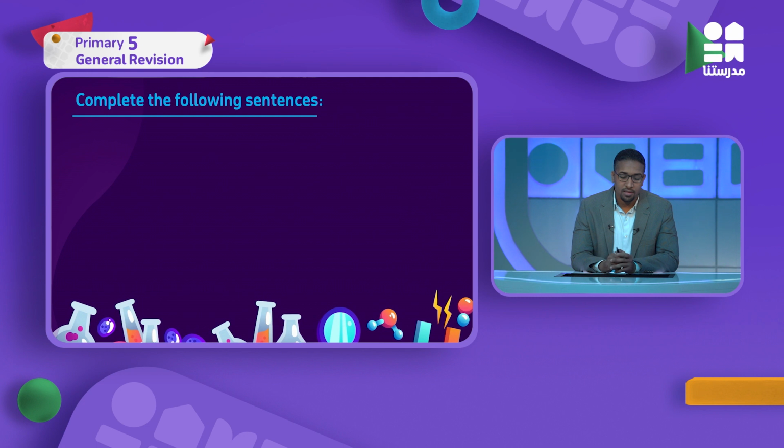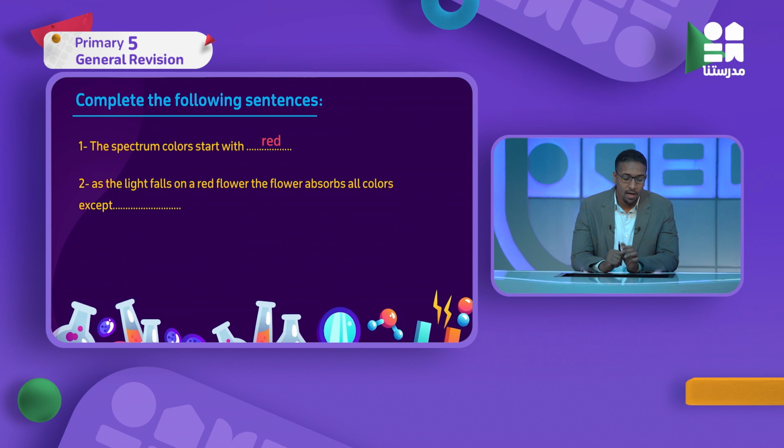Complete the following sentences. The spectrum colors start with... what is the first color in the spectrum? Of course, it is red. Number 2, as light falls on a red flower, the flower absorbs all light except one, which is reflected. It reflects red only, because it is a red flower.